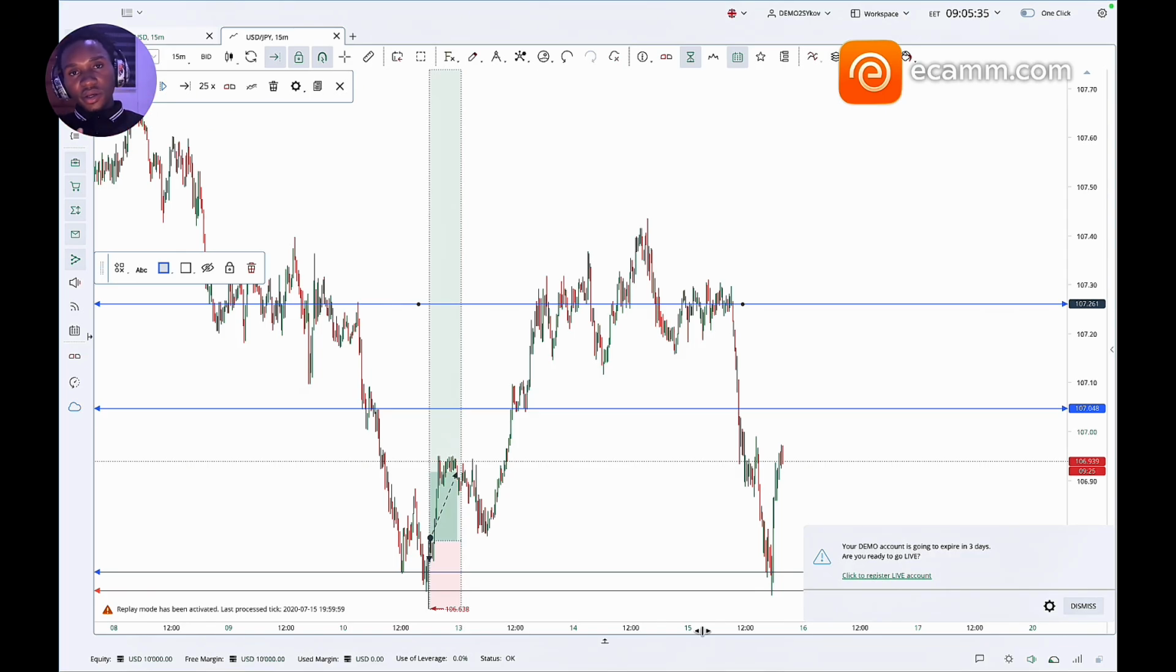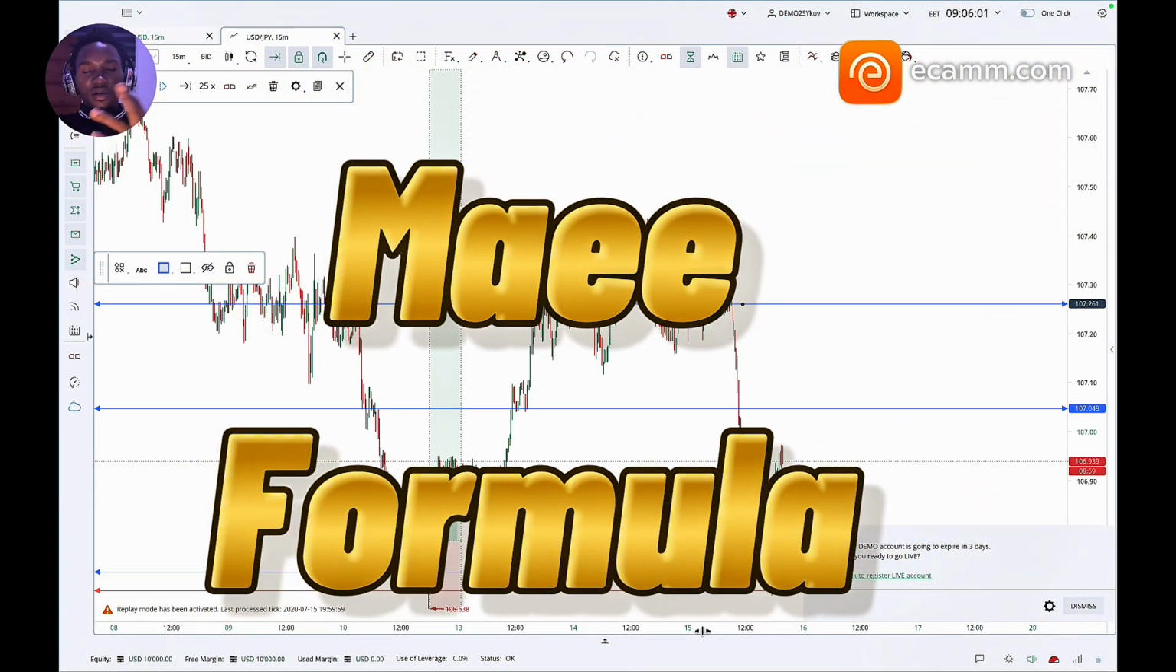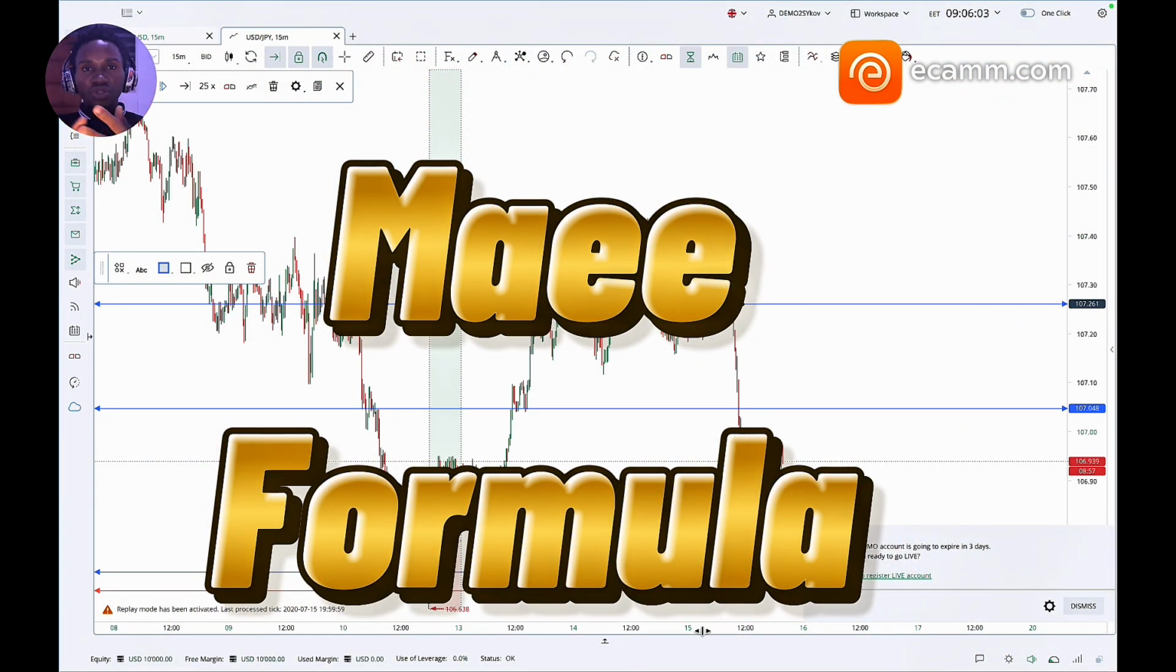Alright, so you analyze the market in the 4 hour, then you go to the 15. You can take your entries in the 15, 30 minutes, 5 minutes or so. Because in this market condition over here, we got our entry at the 15 minutes. So what are your entries? My entries are the double bottom. I'm using the MAEE formula, which is market structure, area of value, entry and exit.